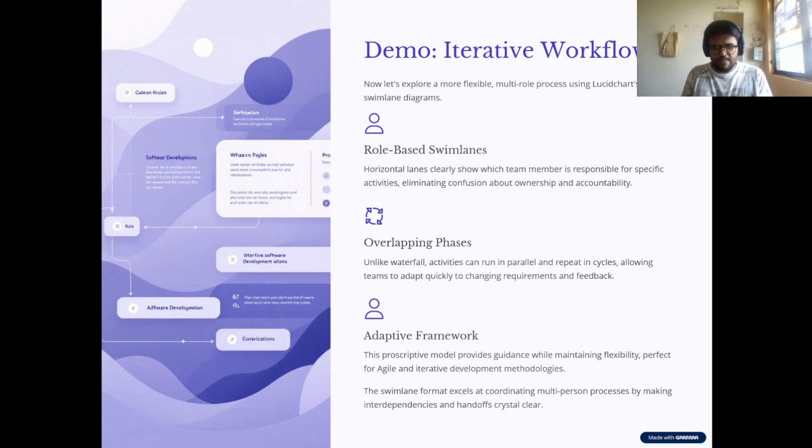Then we have the adaptive framework. This project model provides guidance while meeting phase flexibility, perfect for agile and iterative development methodologies. The swim lane format helps coordinate multi-person processes by making interdependencies and handoffs crystal clear.